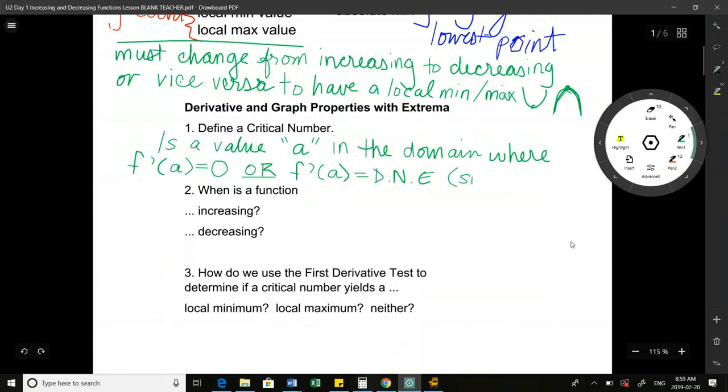Okay, so critical numbers will be similar to turning points, right? Because we know at turning points, or some of us know, the derivative is 0, right? Okay, this one also adds in the area where the function might be undefined for that particular derivative.